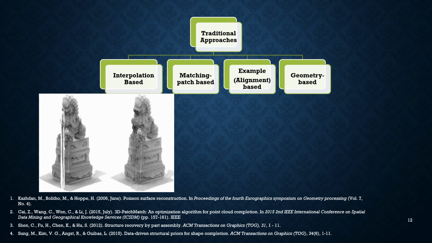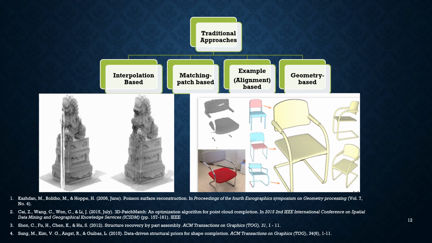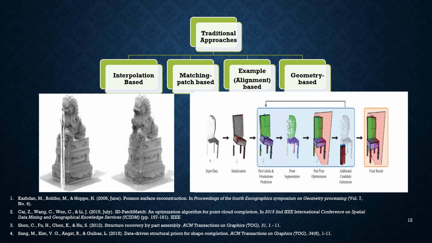Example-based methods complete the shapes by matching the partial inputs with template shape models from a large shape database. Although these models can complete larger missing regions than interpolation and matching patch-based methods, if the corresponding shape is not found in the template dataset, that could lead to misleading completion results. Geometry-based methods complete shapes by using geometry cues like structural property, symmetry, and regularity. However, they may not perform well for irregularly shaped objects.